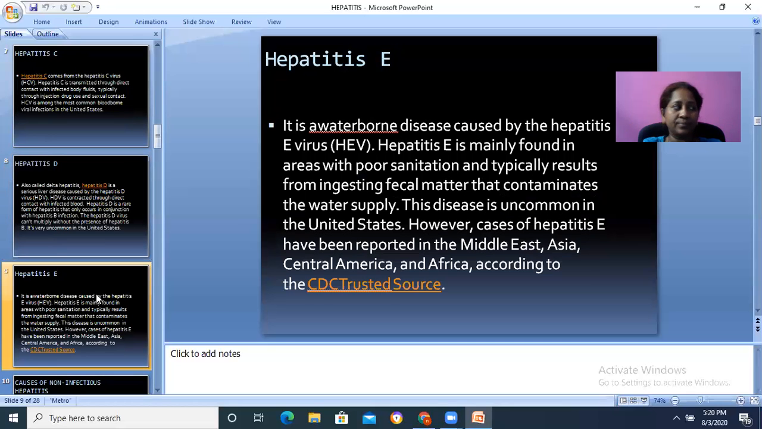Hepatitis E. It is a waterborne disease caused by hepatitis E virus. Hepatitis E is mainly found in areas with poor sanitation, typically resulting from ingesting fecal matter that contaminates the water supply. This disease is uncommon in the United States. However, cases of hepatitis E have been reported in the Middle East, Asia, Central America, and Africa, according to CDC trusted source.